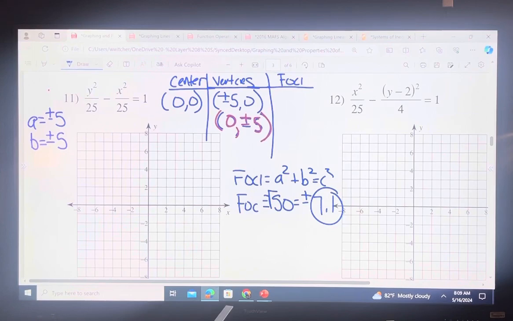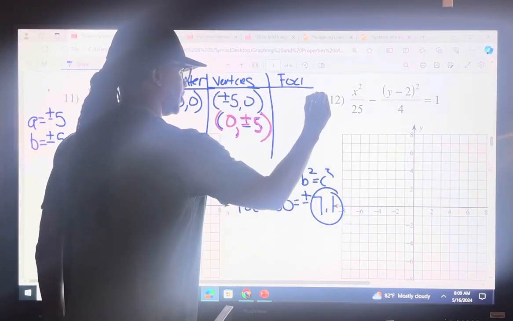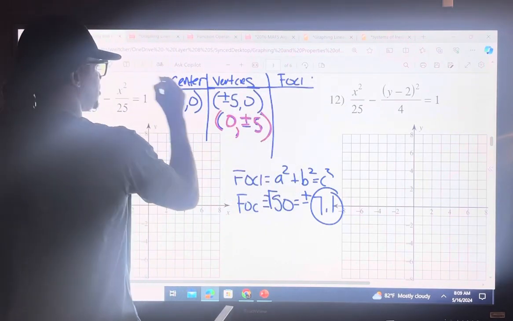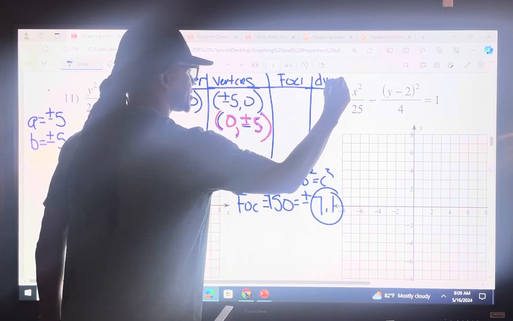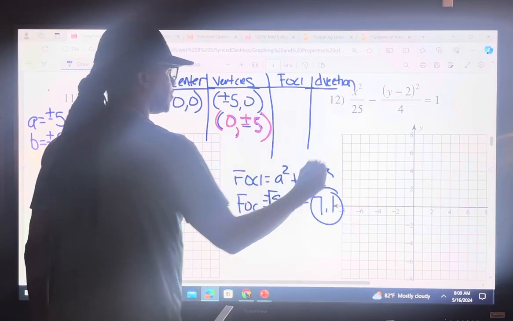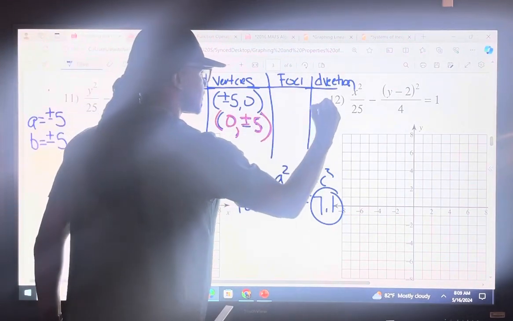But what's wrong with this? What don't we know? Is this horizontal or vertical? The direction is also what you need. Direction is which way? Y, because the Y is first. Yeah, because the Y came first. So you know that this one is going to be vertical.